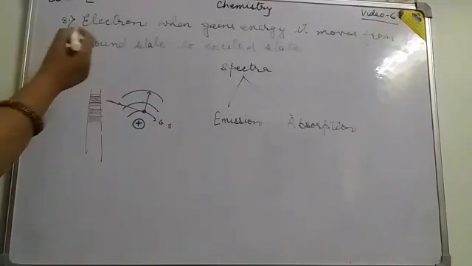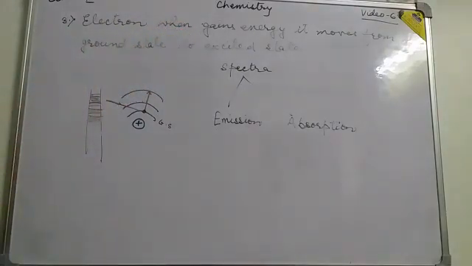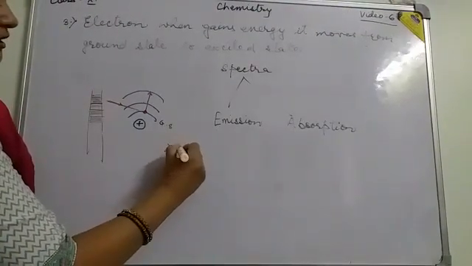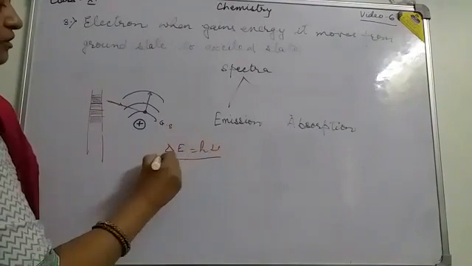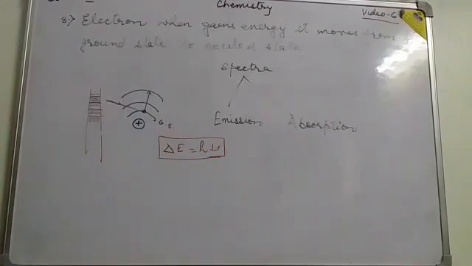So electrons, when they gain energy, move from the ground state to the excited state. This is the third postulate of Bohr. If electrons jump from the lower to the higher state, energy is absorbed, and when they move from the higher state to the lower state, energy is released. The change in energy here is h nu, as we know that it is always quantized. So the change in energy from ground state to excited state is h nu.